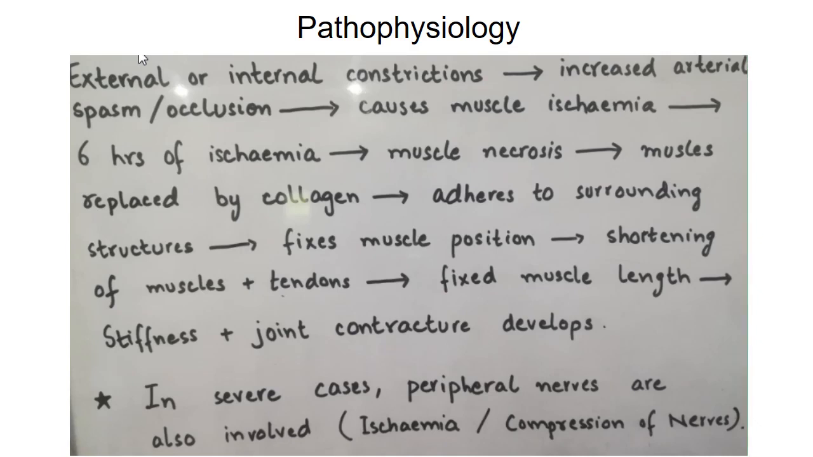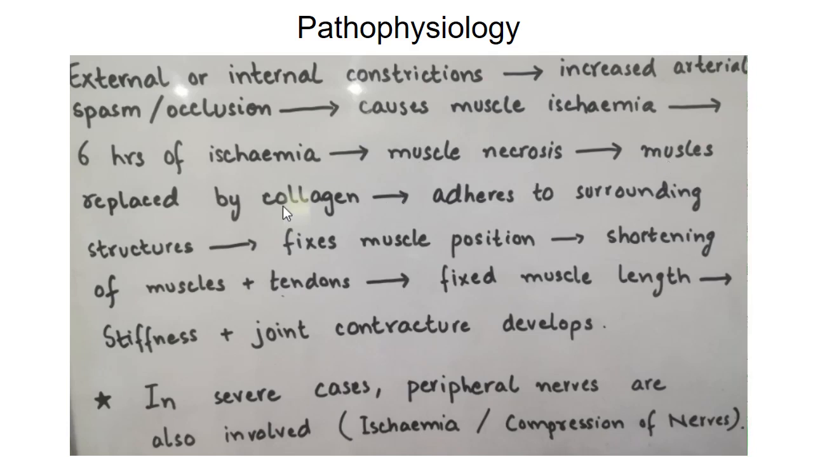This sudden occlusion of the brachial artery creates a surgical emergency. The muscles can bear ischemia for up to 6 hours. If external constriction is applied, increased arterial pressure or occlusion causes muscle ischemia, but the muscles can bear ischemia for up to 6 hours. Prolonged ischemia leads to muscle necrosis, death of the muscle tissue.